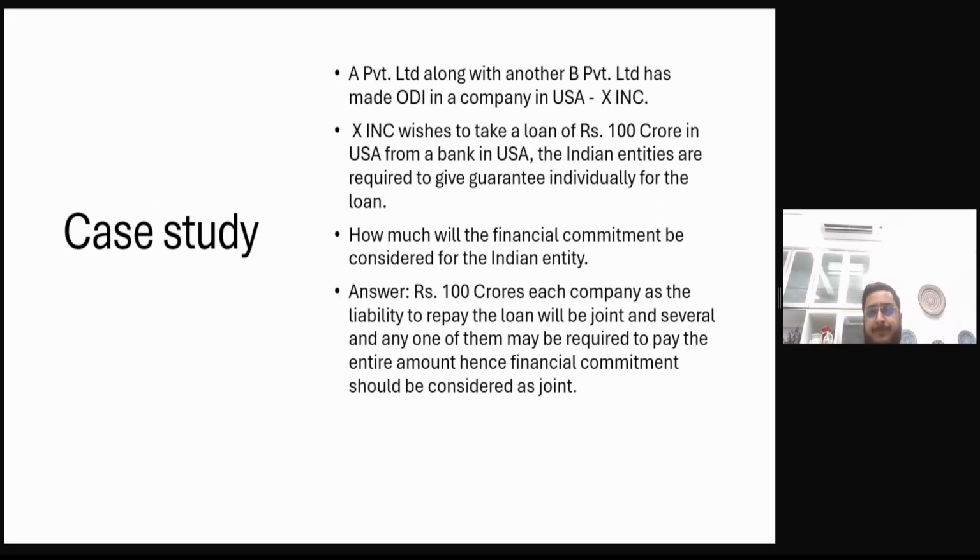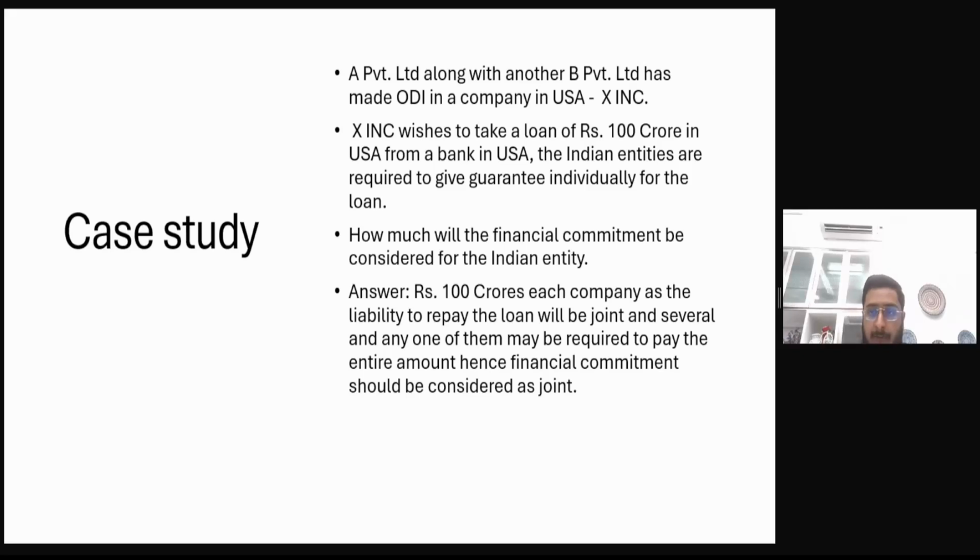Now a case study. A Private Limited, along with B Private Limited, has made ODI in a company in the USA, X INC. Now, this X INC wishes to take a loan of 100 crores in the USA from a bank in the USA. The Indian entities are required to give a guarantee individually for this loan. So, how much will the financial commitment be considered for the Indian entity? There are two companies who are giving a 100 crore guarantee to the USA INC company, which is maybe their subsidiary or where they exercise control.